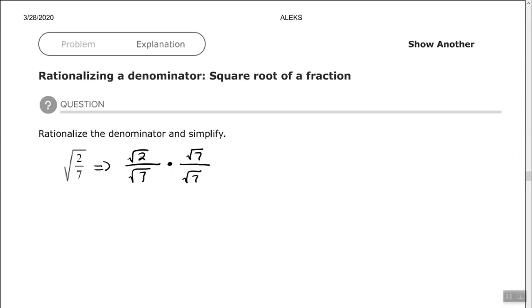We have the square root of 2 times the square root of 7, which is the square root of 14. And then we have the square root of 7 times itself, so that just gives us 7. And again, this cannot be simplified because the 14 is under the radical and the 7 is not.